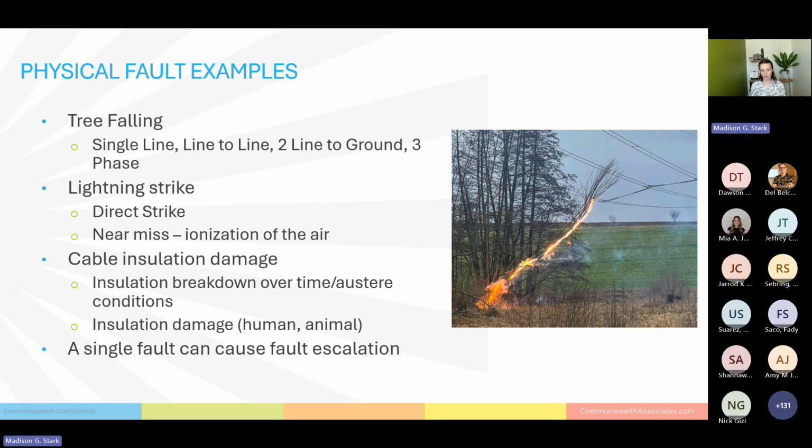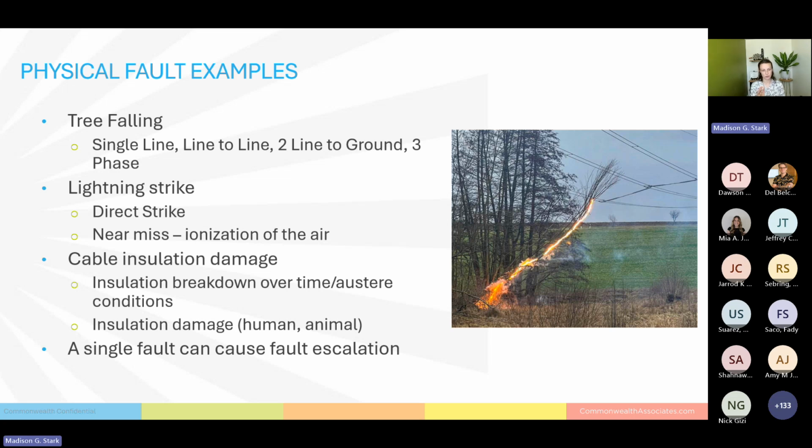Another way that this can happen is through damage to the insulation. So if you have underground cables and someone digs, the damaging of that insulation and causing that conductor to then be exposed to the earth or to another conductor is what causes the actual fault. When you're wondering why you have to call before you dig, this is why.